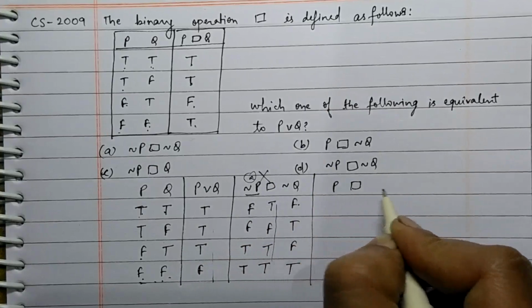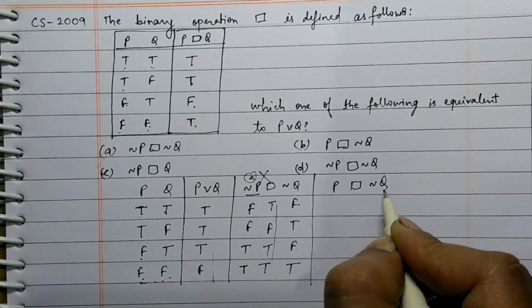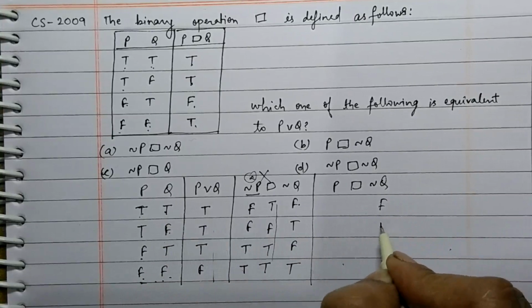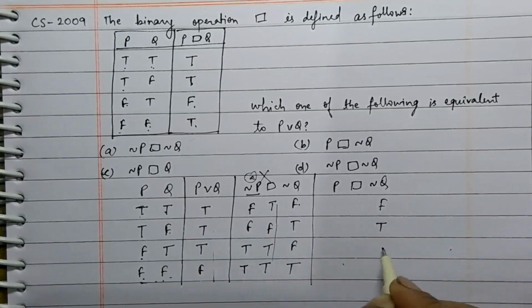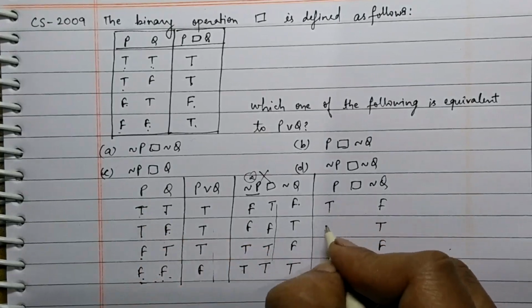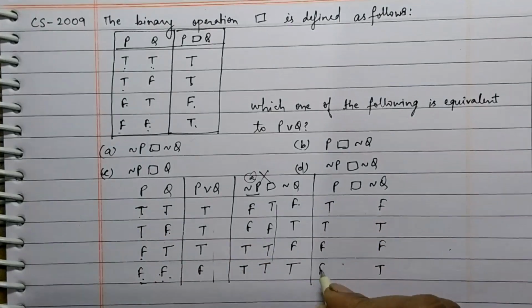Now let's check option B. P, this operation, not Q. Not Q is false here, here it is true, here it is true, here false, here it is false, here it is true. P we will write the same: true, true, false, false.